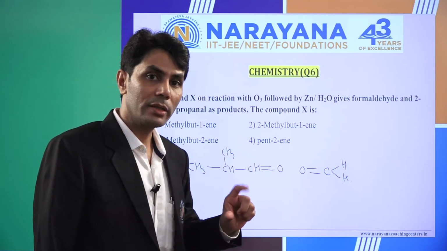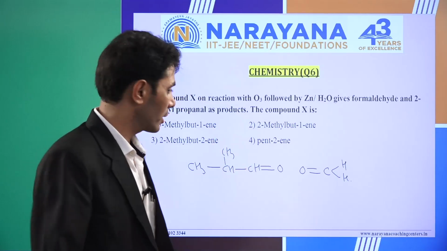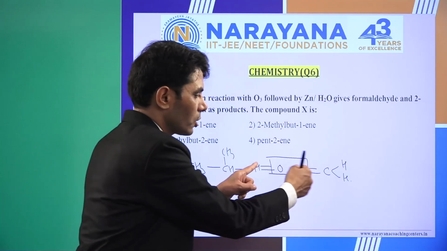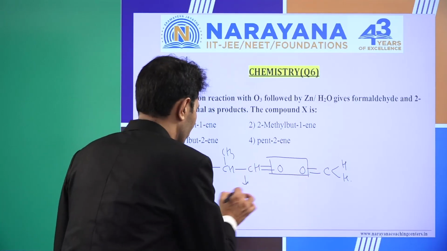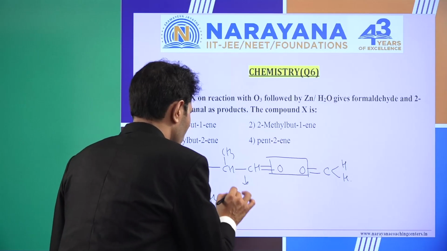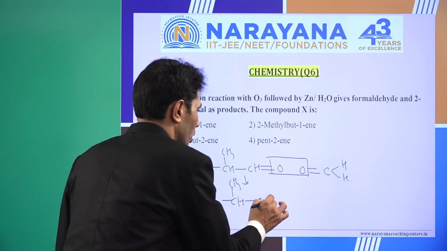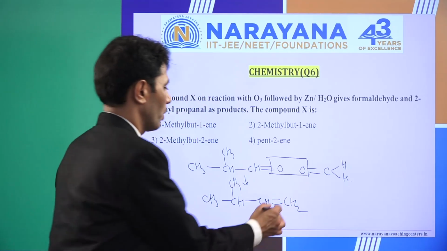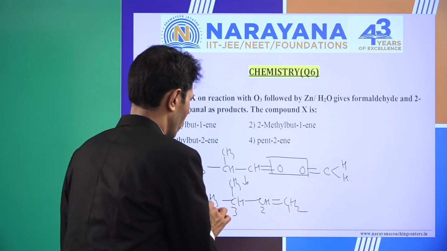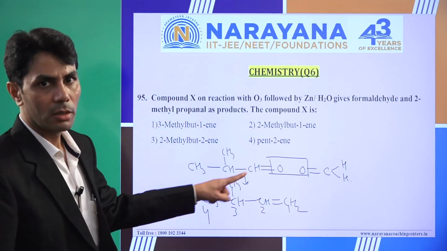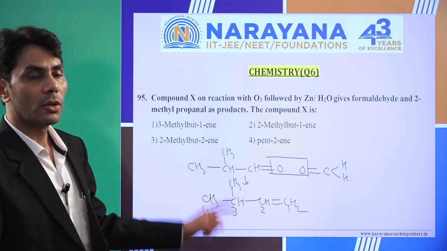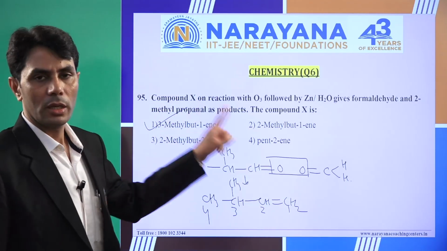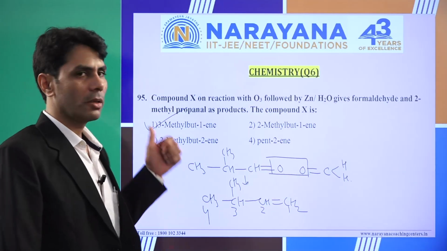So how can we find that particular alkene, compound X? Just remove this O and join these two carbons. You will get the final product. So what will it be? CH3, CH, CH3, CH, double bond, CH2. Right? So 1, 2, 3, 4, it means 3-methylbut-1-ene. It is given in the first option itself. Okay. So the correct answer is the first one.